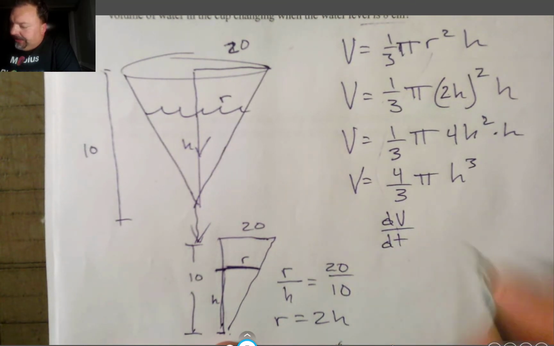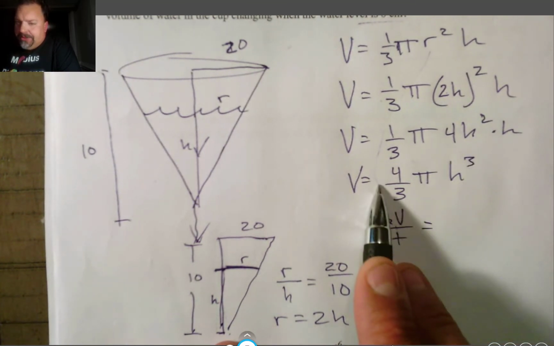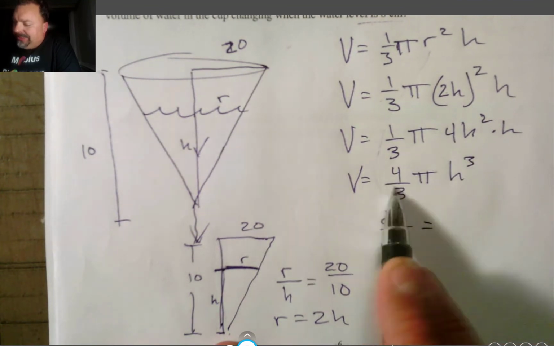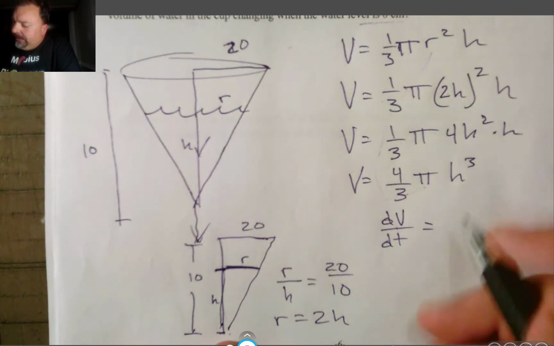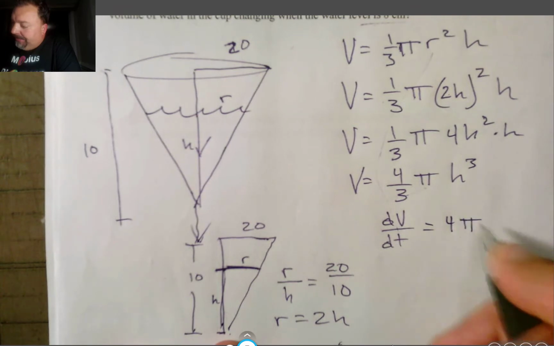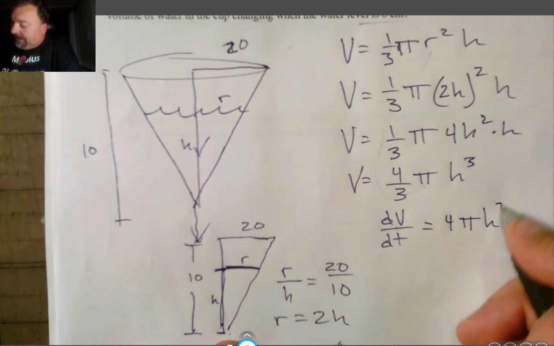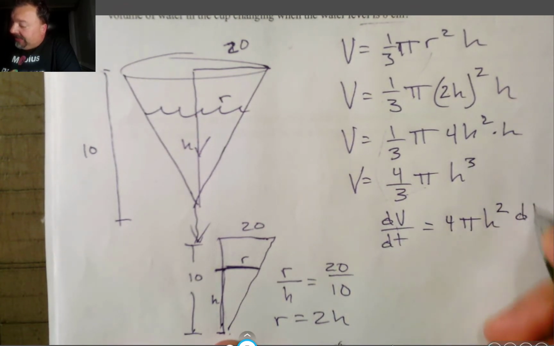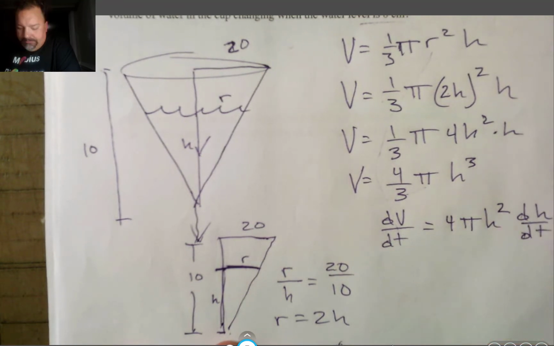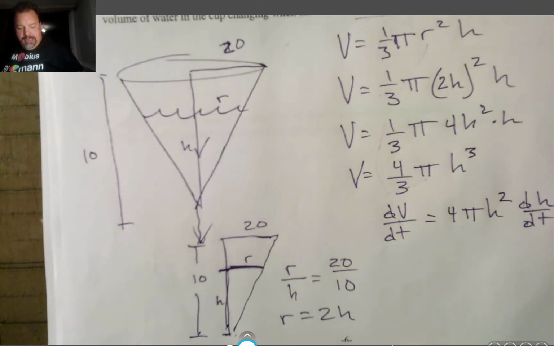So we take dV/dt, and over here we have to use the power rule. So the 3 is going to come out, and it's going to cancel with that 3. So it's going to leave me with 4 pi. h drops down a power, so now it's h squared, times dh/dt. And now we're all set.